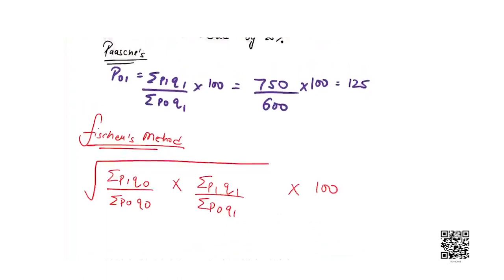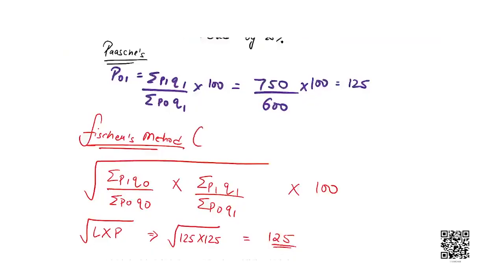Or we can also write it as the square root of Laspeyres and Paasche's, because the answer obtained by Laspeyres was 125 and Paasche's was also 125. The answer by Fisher's method will also be 125. So Fisher's method is actually considered an ideal method to calculate the index number. So this is the most ideal method.